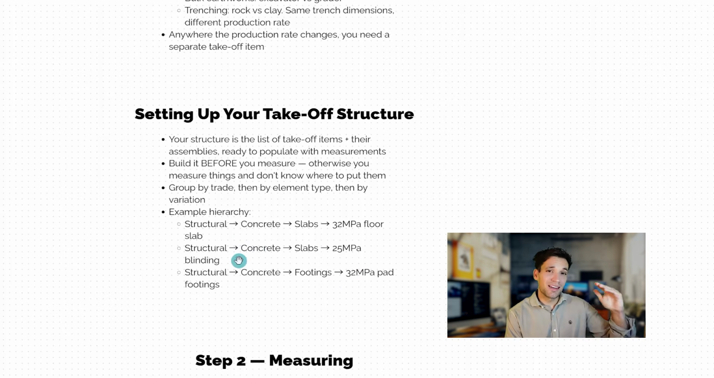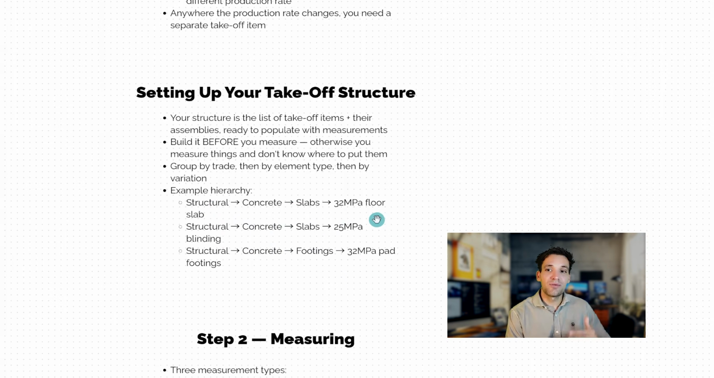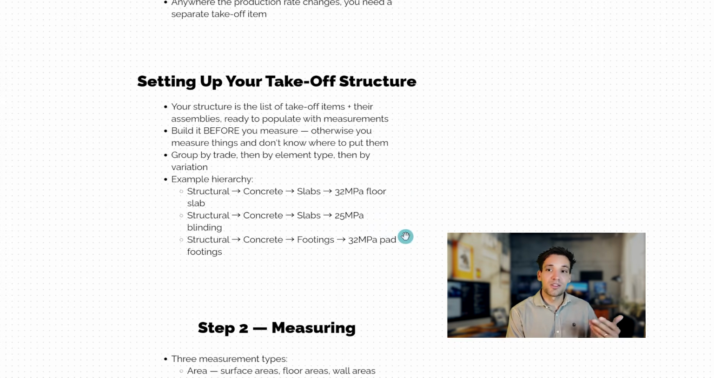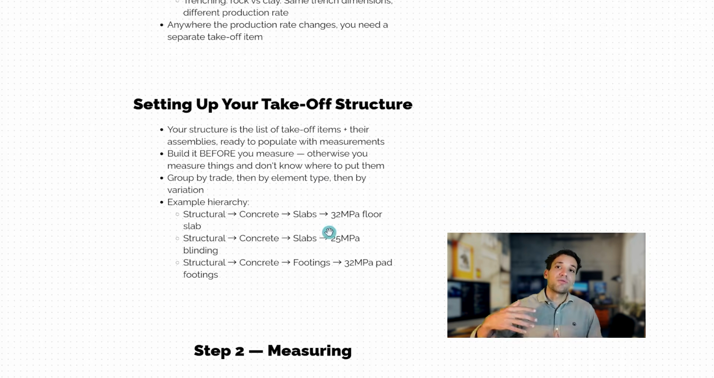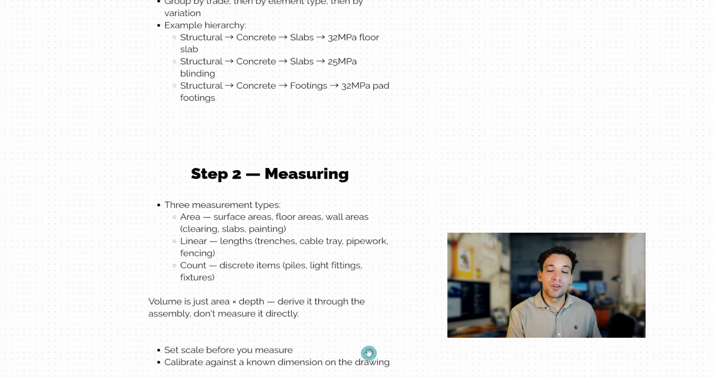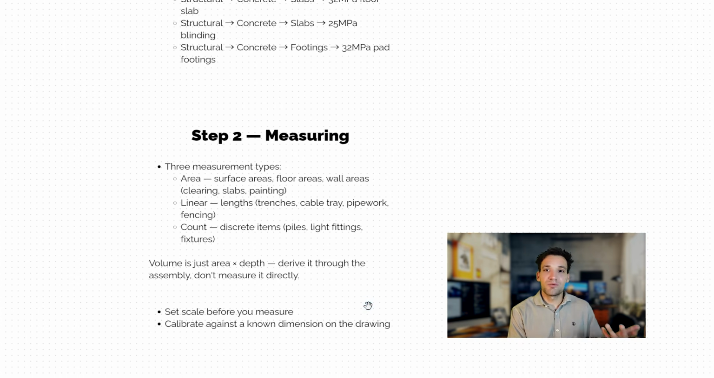An example hierarchy: you might have structures, below that you have concrete, below that you have slabs, and then you have the different slabs listed out below that. You might have a 32 MPa floor slab, 25 MPa blinding, a 32 MPa pad footing. So you've got different structures nested below that. Then once you have your entire list of items you're going to measure, you would then actually perform the measurements.